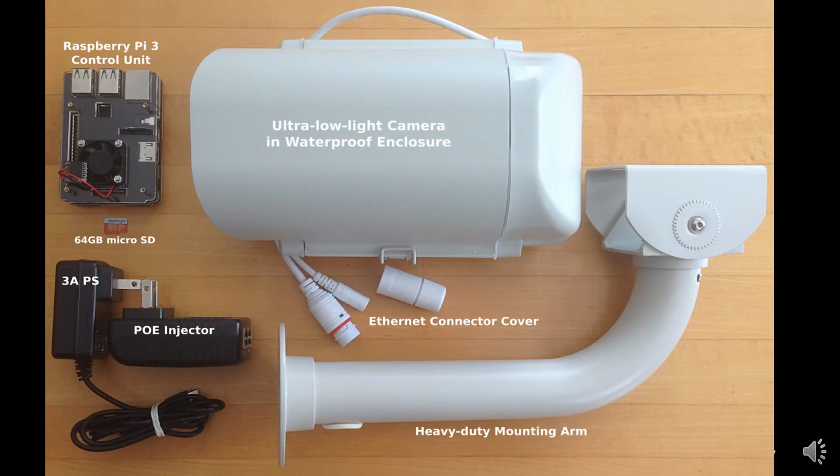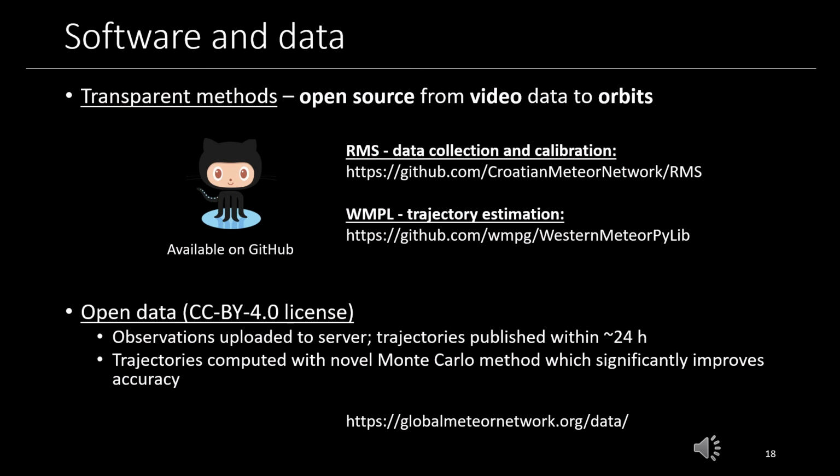Take a short look at the parts. The system uses transparent and open source Raspberry Pi meteor station software. It is available on GitHub. Data are automatically uploaded to the global database, where it is combined with data from other cameras to work out the orbit and often the origin of a meteor. It may even be used to work out where a meteorite might have landed.